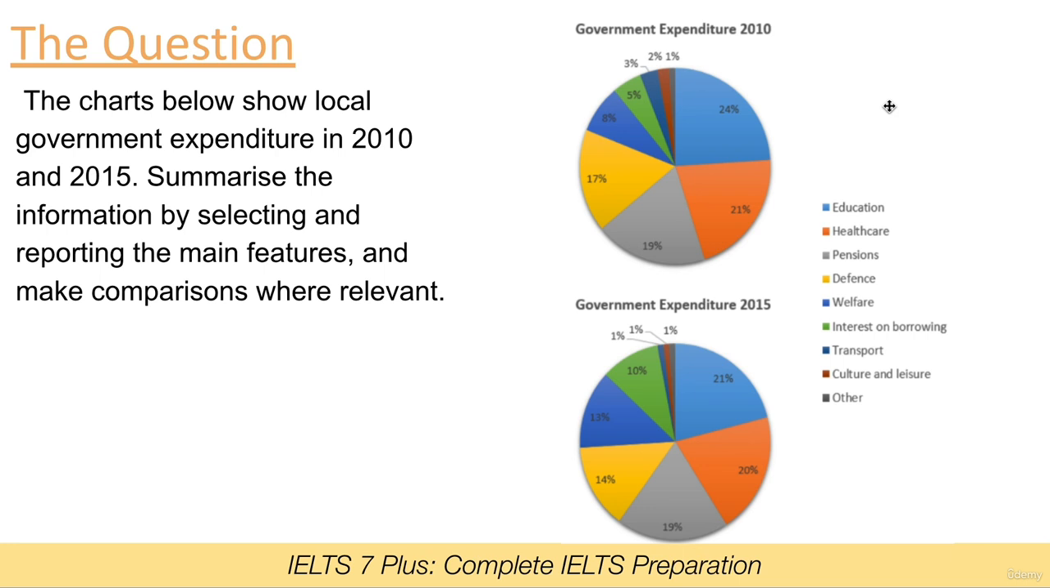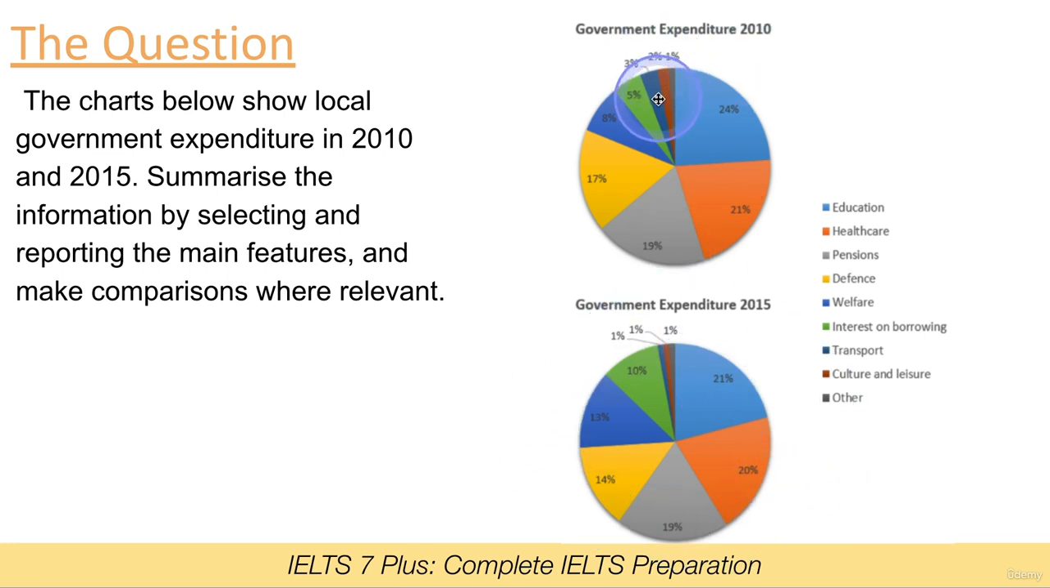Now, initially, I'm thinking, right, groupings, overview. I'm just getting ideas for these different aspects that we're going to talk about. So groupings, I'm thinking, let's do the years to make this as easy as possible. We don't want to overcomplicate this. Let's do one for 2010 and one for 2015. And an overview, we can talk about education having the highest percentage in both years.